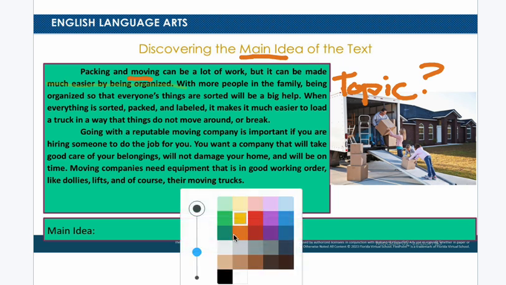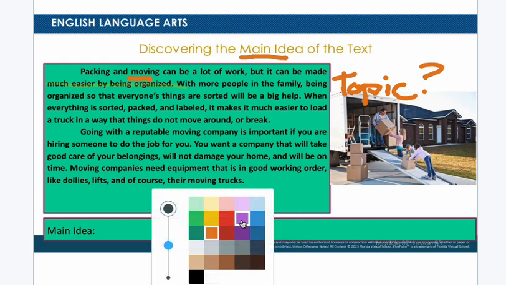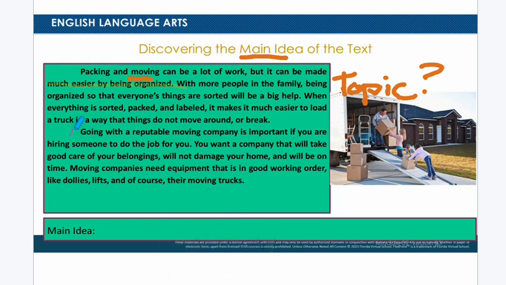So now I'm going to look for evidence that supports that moving can be easier with organization. So we have getting a reputable company would help. They're going to take good care of your belongings. They're probably not going to break it. And they're going to have the tools you need.